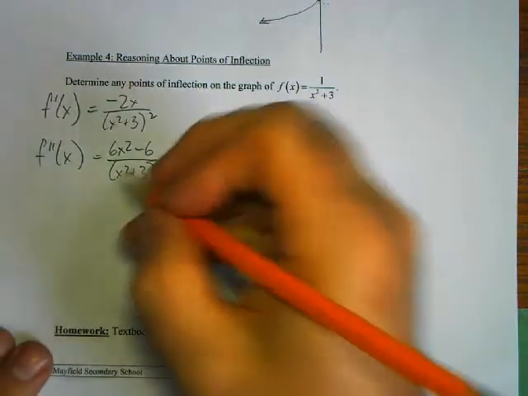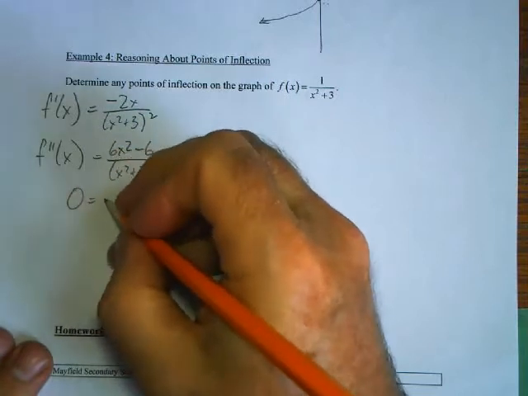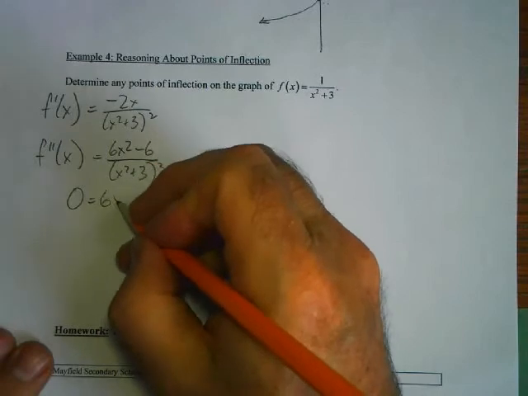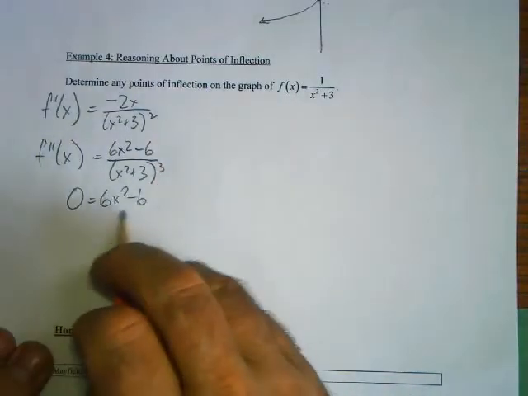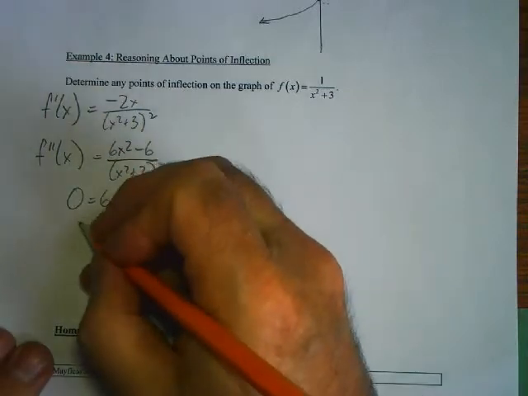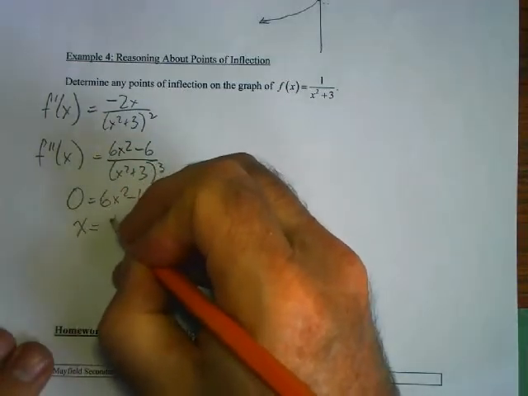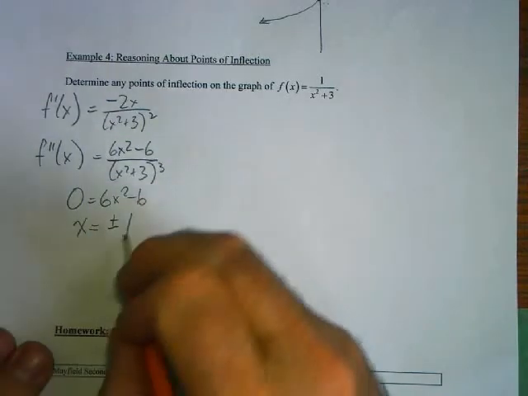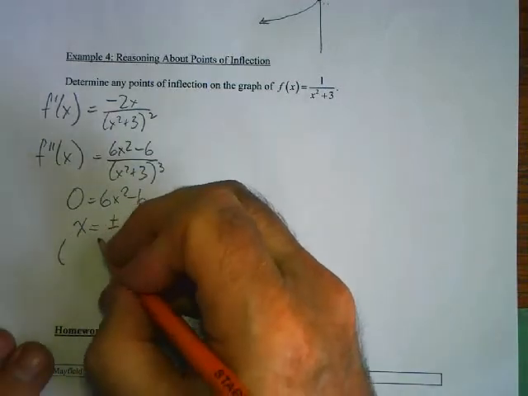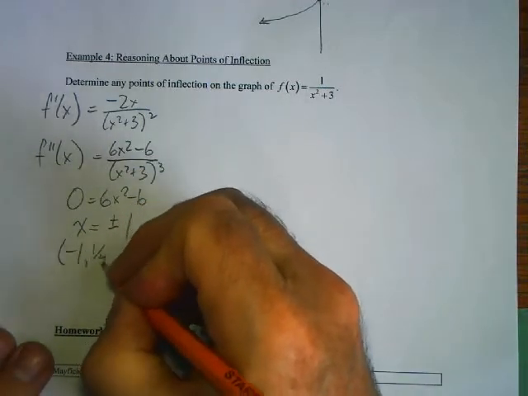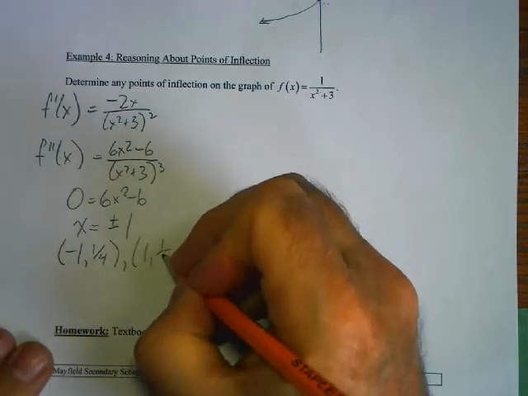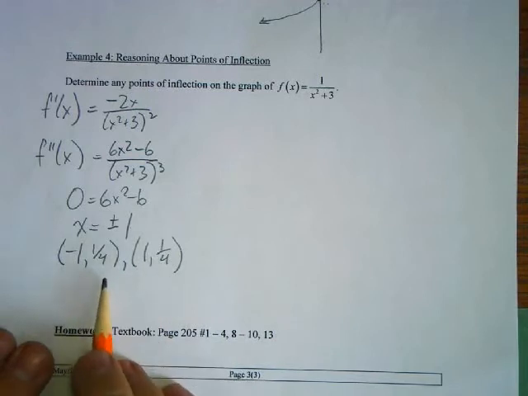Okay, and if I set that equal to 0, I'm basically setting the numerator to 0. So that works out to 6x squared equals 6, or x squared equals 1. So that works to x is equal to plus or minus 1. If you plug these 2 points in, you're going to get negative 1, 1/4, and 1, 1/4. So those are the 2 possible points of inflection.